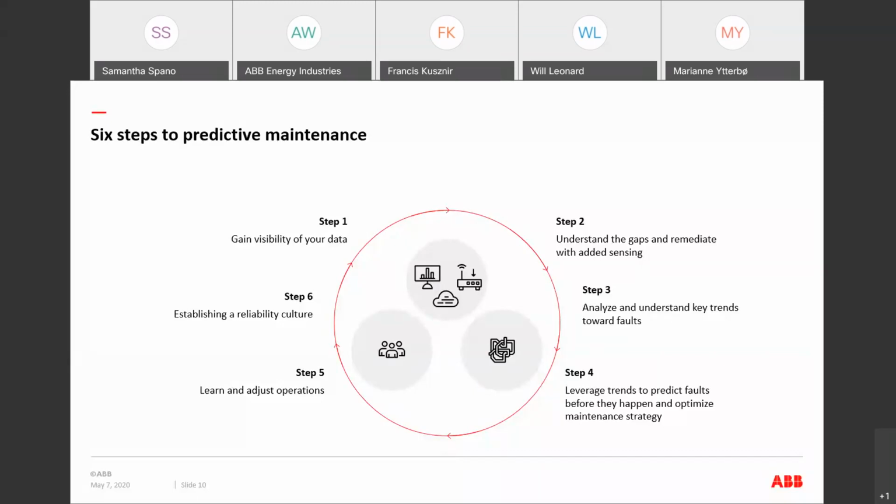And then it could be about choosing the right type of analytics. So many approach predictive maintenance with a pure data science approach now. We believe that a combined approach of using data science where data science can be useful, as well as expert models or heuristic reliability engineers' models, is more effective. Choosing the right method is key. And then learn and adjust the operations accordingly. And then establishing that reliability culture, the way things happen around here, is really important. So with that introduction to the process, I'm now going to hand over to Mariana to start the journey.